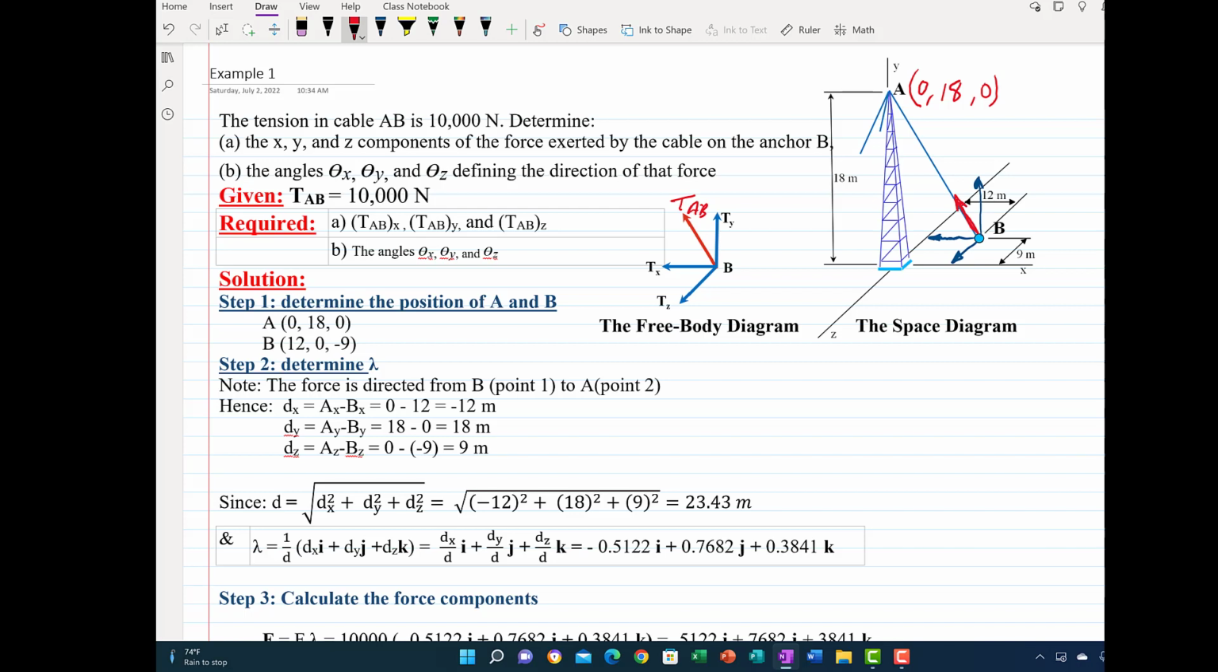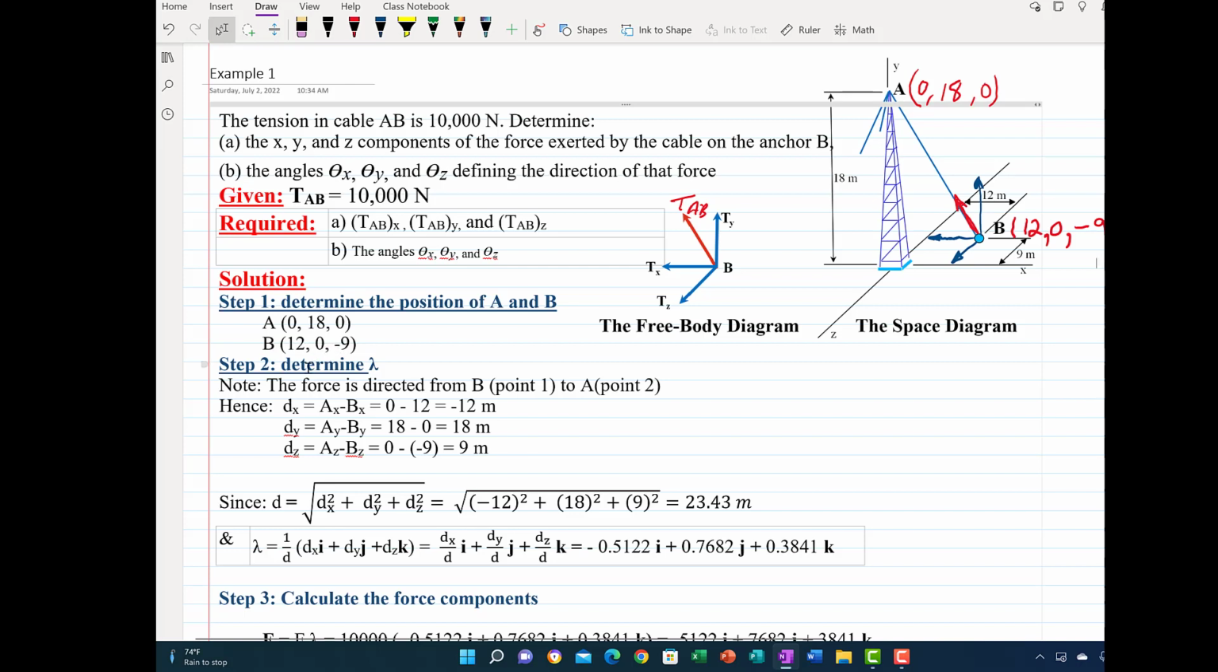Now let's go to point B. For point B, x is going to be positive 12. The y is 0 because it is located in the plane. And then the z value is on the opposite side, so it's going to be minus 9. So the first step is to determine the positions. This is what we have: point A is 0, 18, 0, and point B is 12, 0, and minus 9.